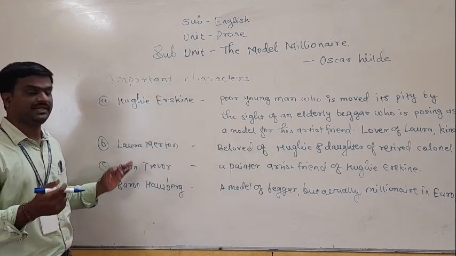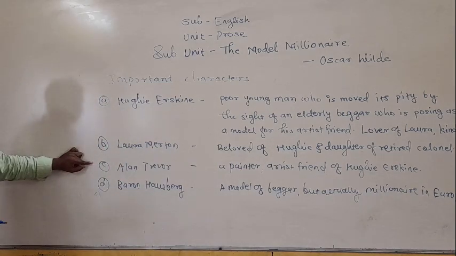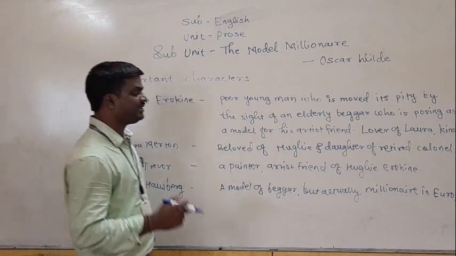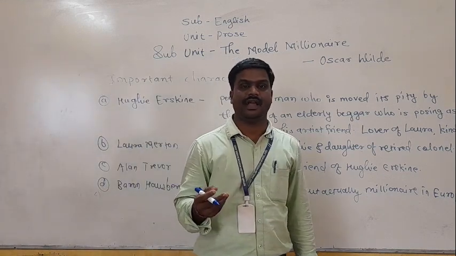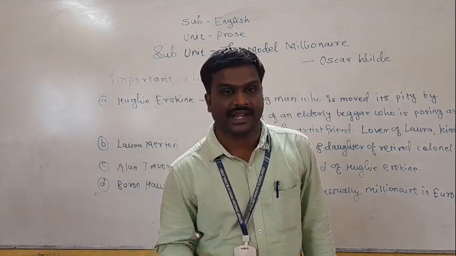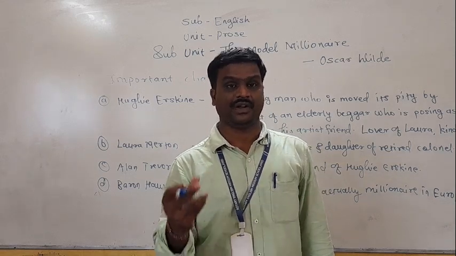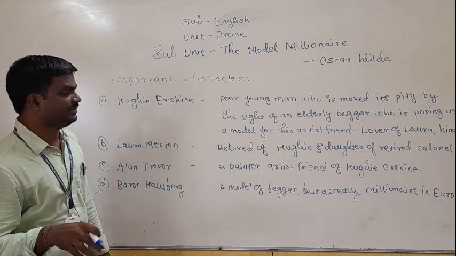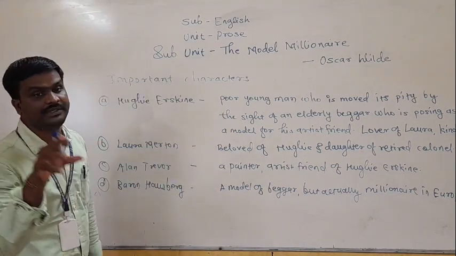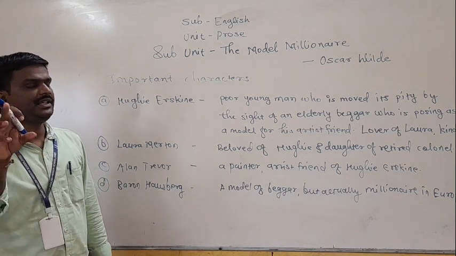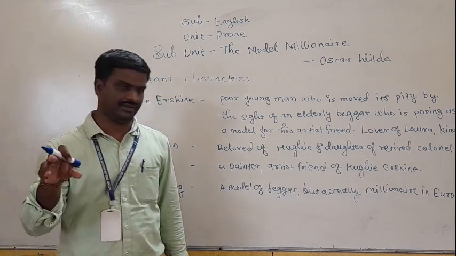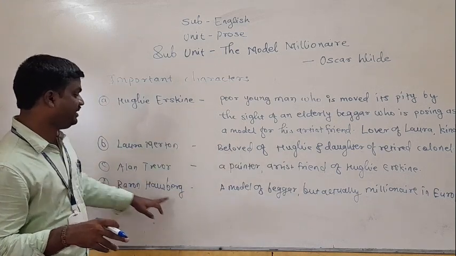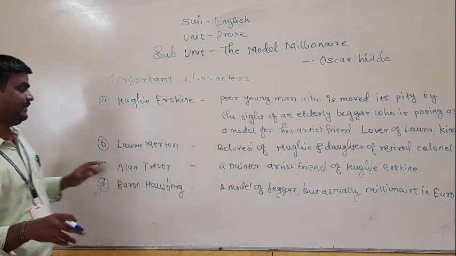Then another character is Alan Trevor. Alan Trevor is a painter, an artist friend of Hughie Erskine. In the story, he was painting a portrait of Baron Hausberg, the model millionaire.